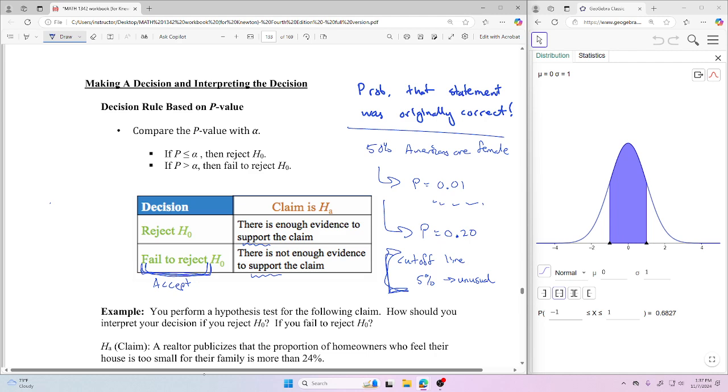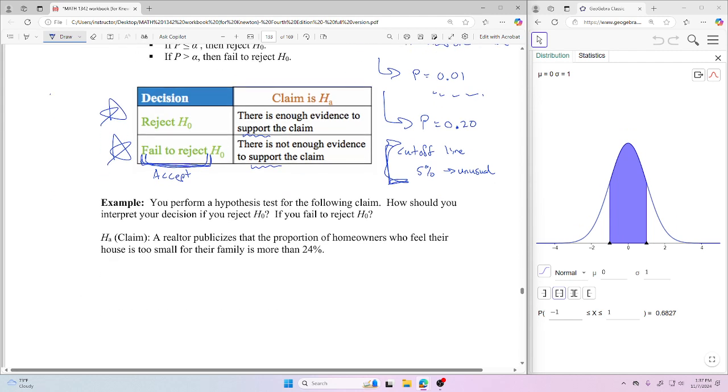Now, I'm going to use this a lot more, but there's a super awesome thing, and I'm going to use that language here. So here we go. You perform a hypothesis test. Here's my claim, H sub A: a realtor publicizes that the proportion of homeowners who feel that their house is too small is more than 24%. There's the key stuff right there. So let's set this up.